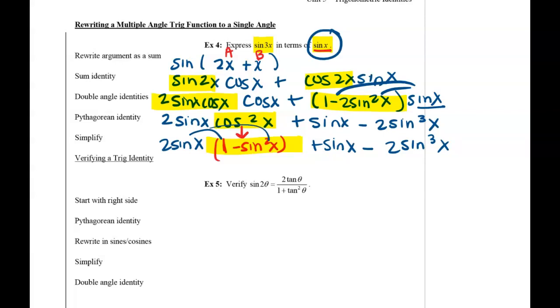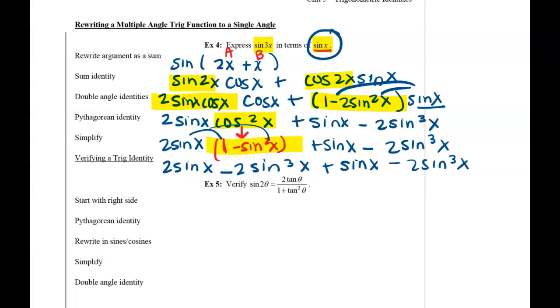2 sine x times 1 is 2 sine x, and 2 sine x times sine squared x is 2 sine cubed x, plus sine x minus 2 sine cubed x. So plus sine x minus 2 sine cubed x.